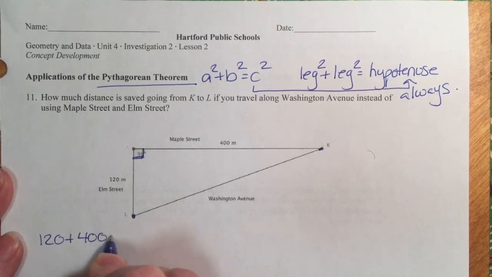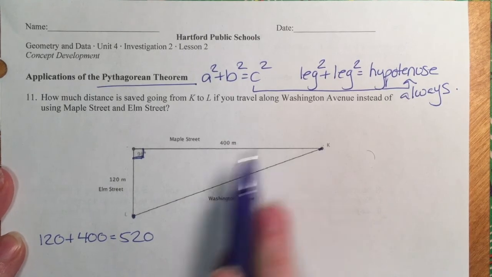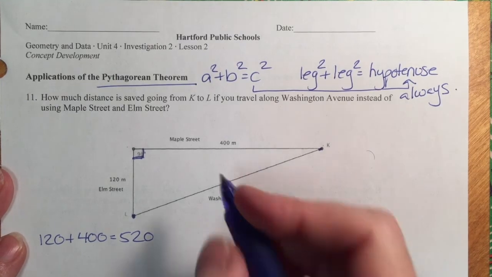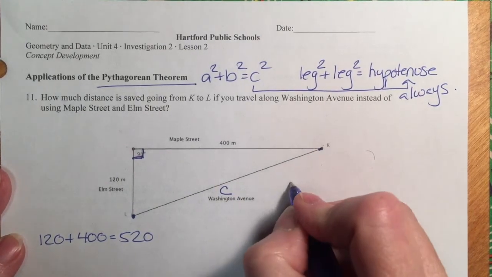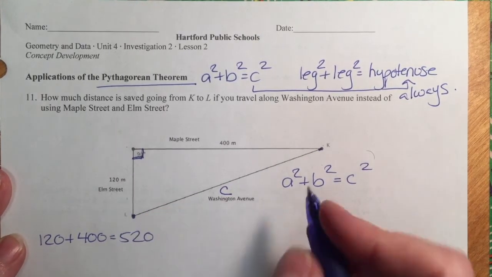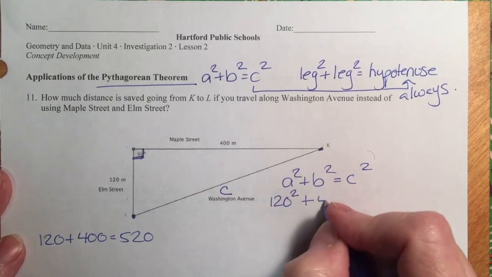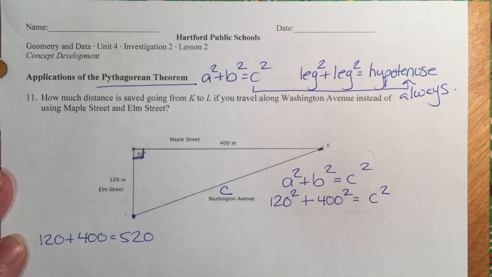But we could take a shortcut. We could just go along Washington Avenue and go straight from this point to this point, which is the hypotenuse of this right triangle. This hypotenuse is going to be shorter, right? You can tell that that's shorter than going around the long way, but let's see how much shorter it is. If we use the Pythagorean Theorem, we know A is 120, square it. We know B is 400, square it. And we're going to add those numbers together, and that's c squared.